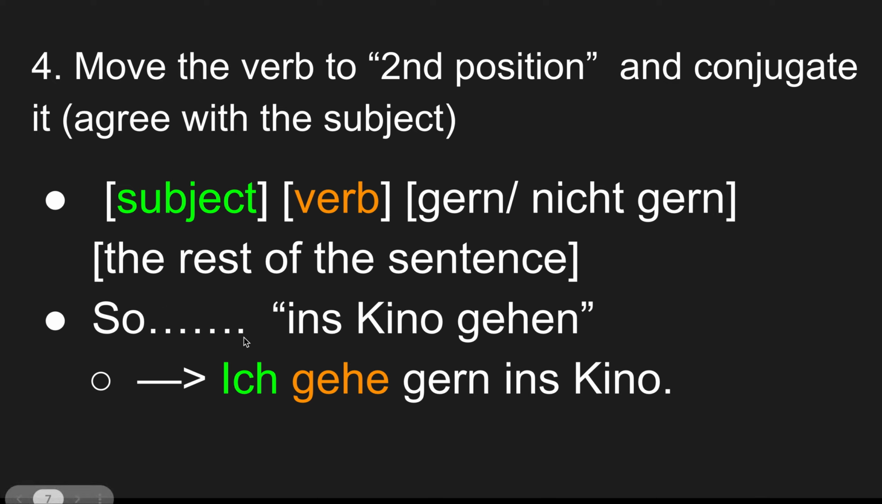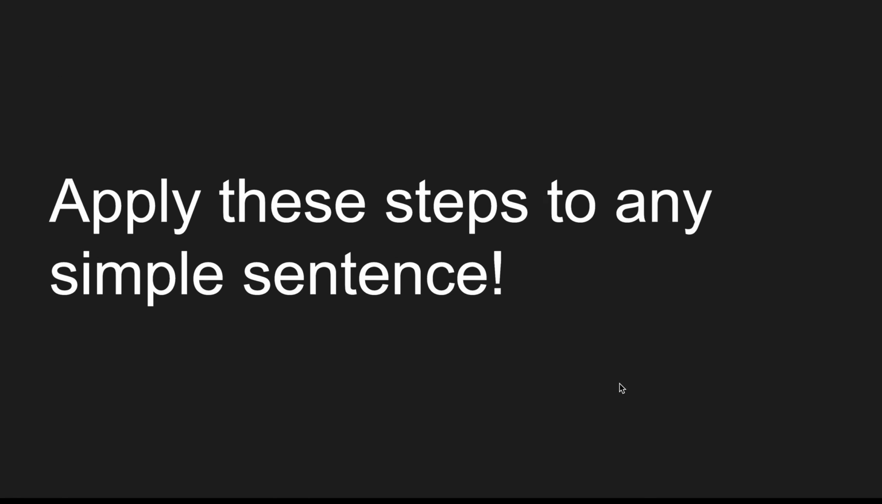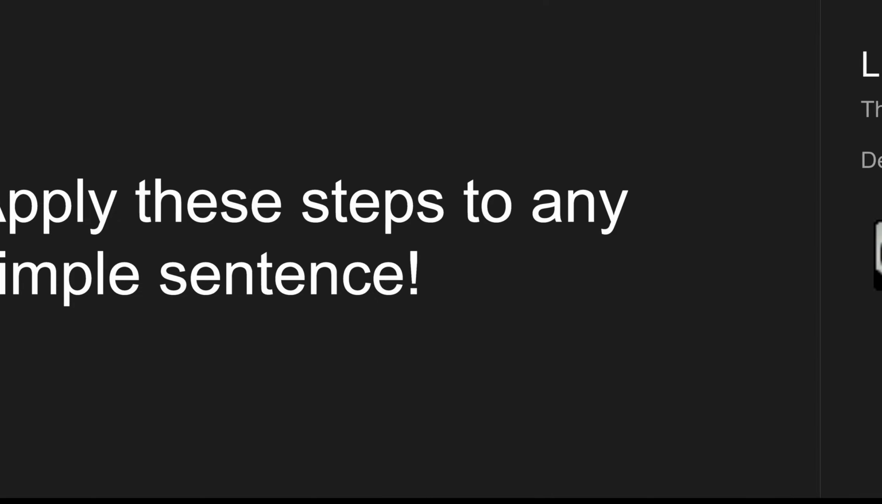So we take ins Kino gehen, or if you see it as gehen ins Kino, either direction, we're going to move the verb after the subject. So: ich gehe gern ins Kino. I like to go to the movies. And then basically just apply all these steps to any simple sentence in German.